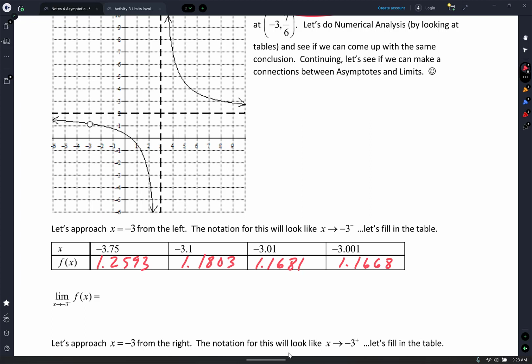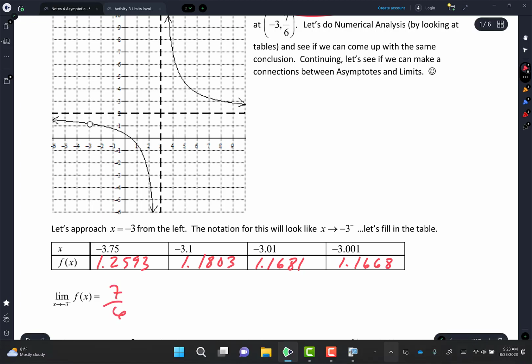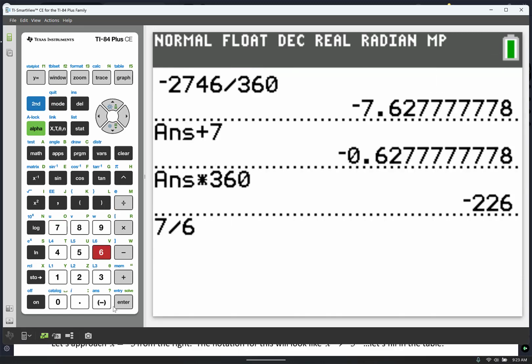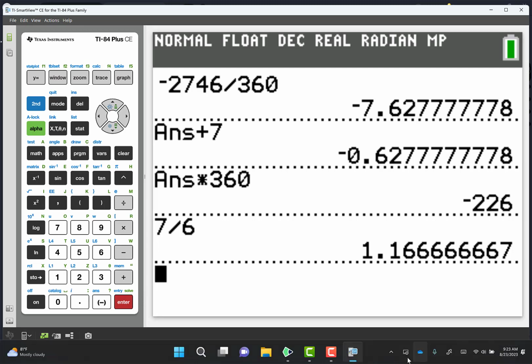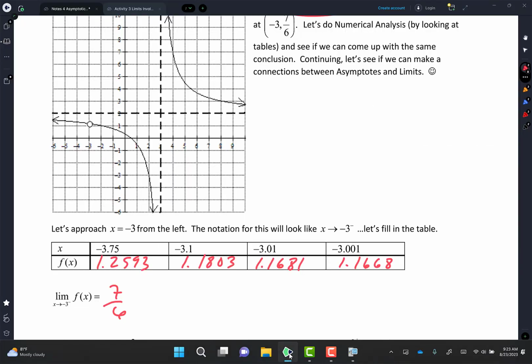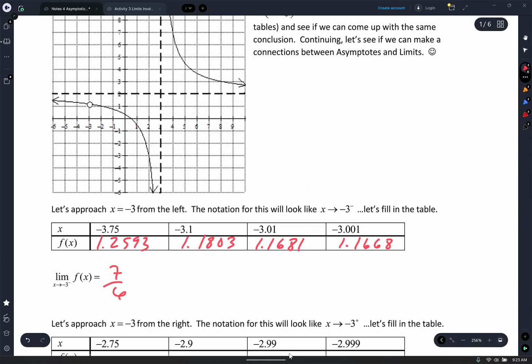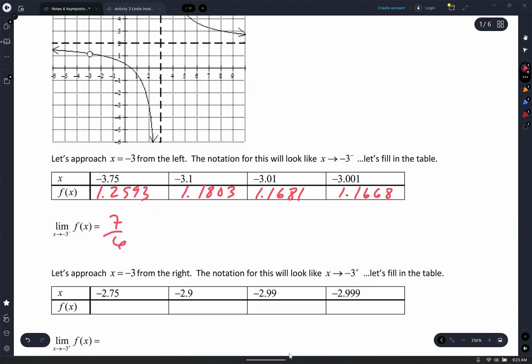It is approaching 1.16666666666. That is 7/6. If you take your calculator to the home screen, second quit, and go 7 divided by 6, you will get that number that it's approaching. But I don't want you guys to just rely on tables. Of course this is going to be the same thing if I approach negative 3 from the right-hand side: the numbers will be smaller than 1.16, but still approaching that.